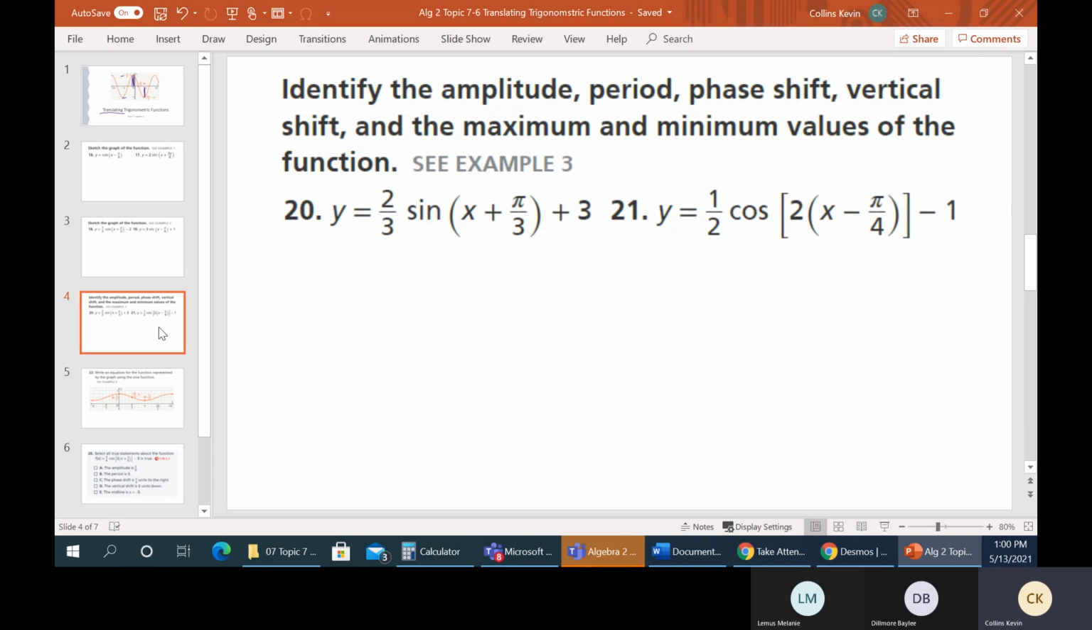All right, identify the amplitude, period, phase shift. Phase shift is another fancy way of saying left and right. And vertical shift, which is up and down. And the minimum and maximum values of the function.